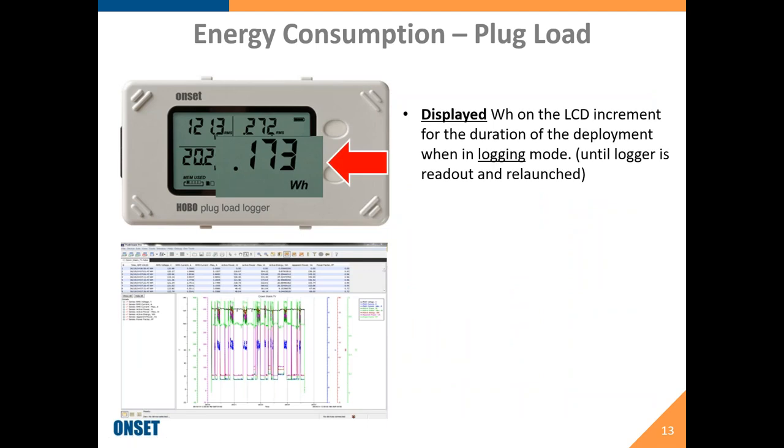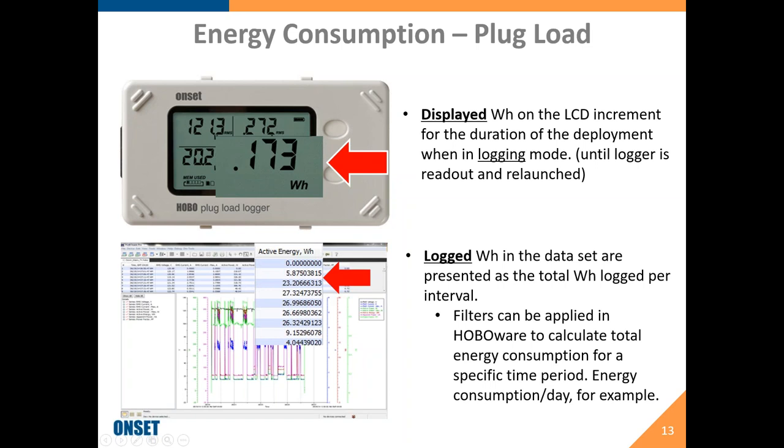Now, the plug load logger itself will display four or five different parameters, with probably the most pertinent one initially being watt hours. When you plug it in, that initial display on the LCD will show cumulative watt hours up to a specific point. This will remain cumulative until the logger is relaunched. When the data sets are presented in HOBOware, you can see that they're logged per interval rather than on a cumulative basis. You can apply filters to get specific time periods and specific changes. It's pretty versatile to utilize the software.